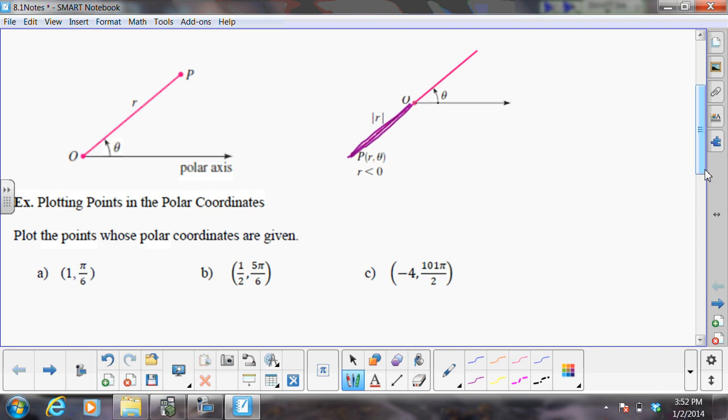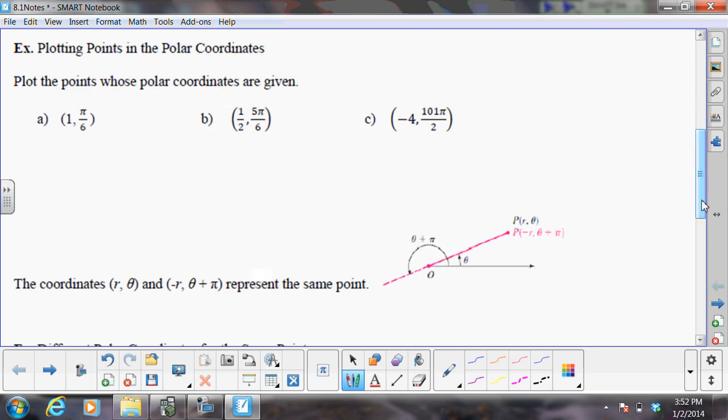All right, so we're going to mock draw these. So I have my polar axis, roughly, pretend it's a straight line. Pi over 6 is 30 degrees, so I'm going to go up 30 degrees and draw a dot. I'll label it P. This is 1, this is pi over 6. There you go, there's your polar coordinate. Next, 1/2, 5 pi over 6. 5 pi over 6 is 150 degrees.